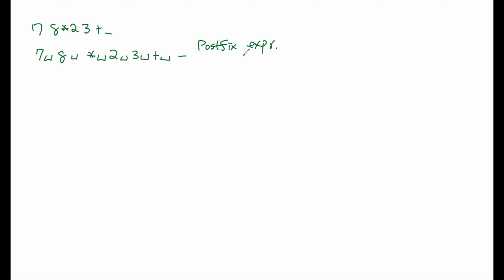So I have 7, and then a space, I have 8, a space, and then I have multiplication, a space. Then I have 2, a space, and 3, a space, and the plus, a space, and the minus. Written short, it is 7 8 times 2 3 plus minus. So anyway, this is a postfix expression.